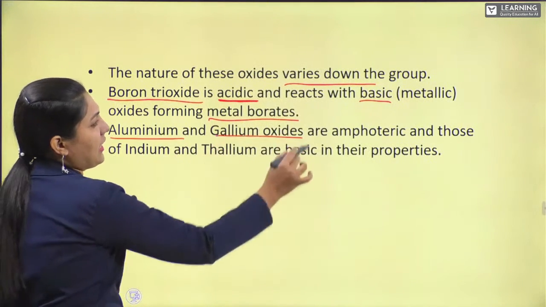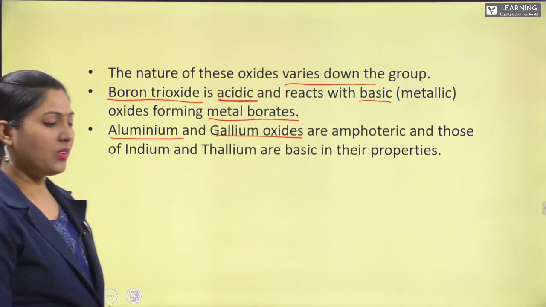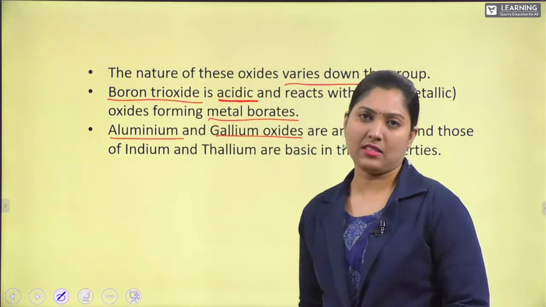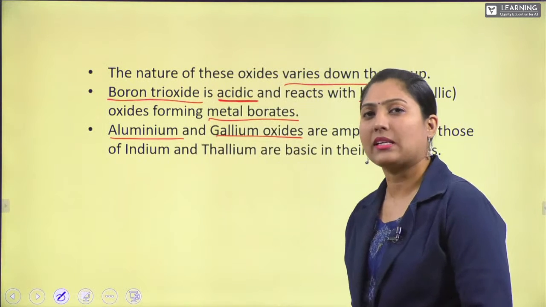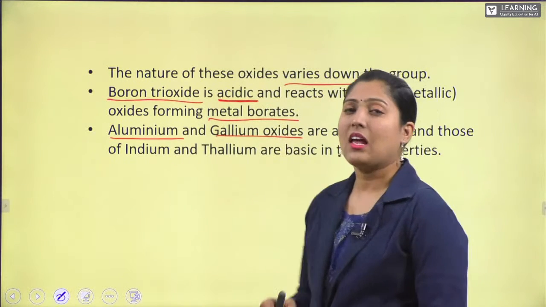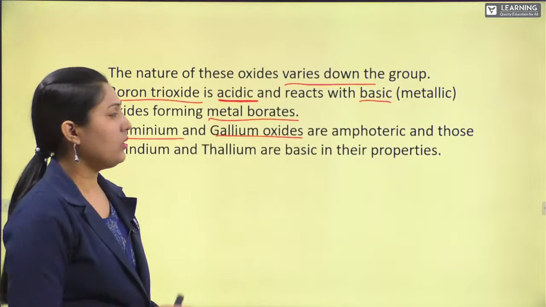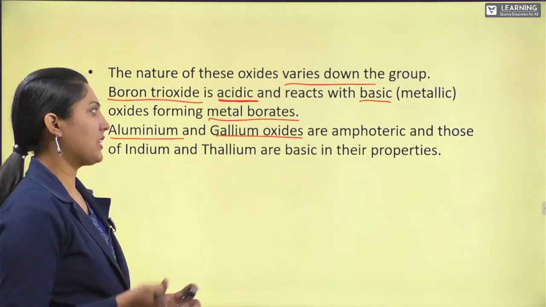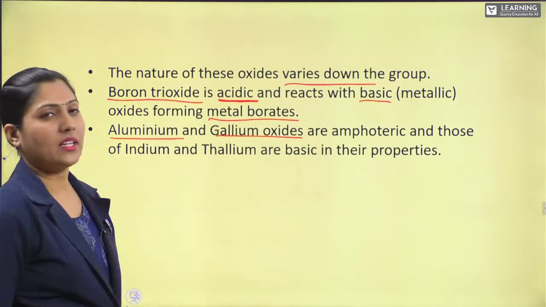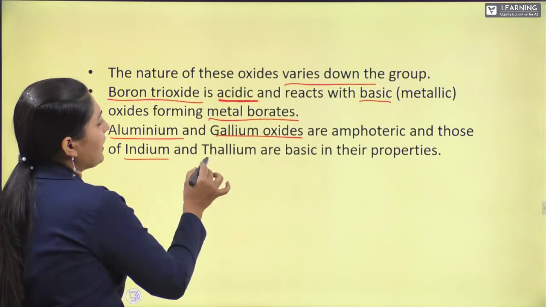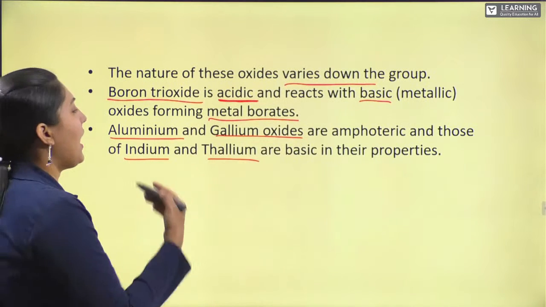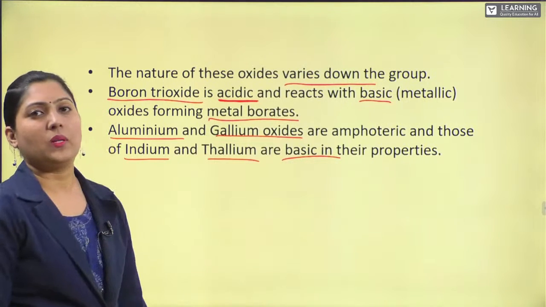Aluminium and gallium oxides are amphoteric in nature. What do you mean by amphoteric, students? I have already told you about this. That means they can react with both acids and bases. If they are reacting with acid, they act as base. If they are reacting with base, they act as acid. So they are neither acidic nor basic, they act both ways. We should not say it is neutral then. They are called amphoteric. And those of indium and thallium are basic as they are heavy and their size increases, the metallic nature increases. As metallic nature increases, their oxides will be basic in nature.